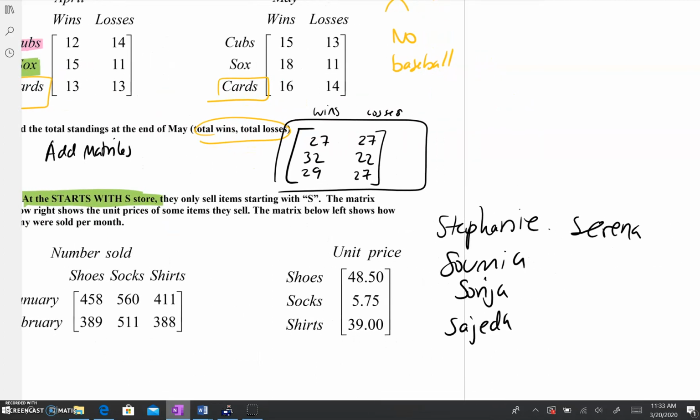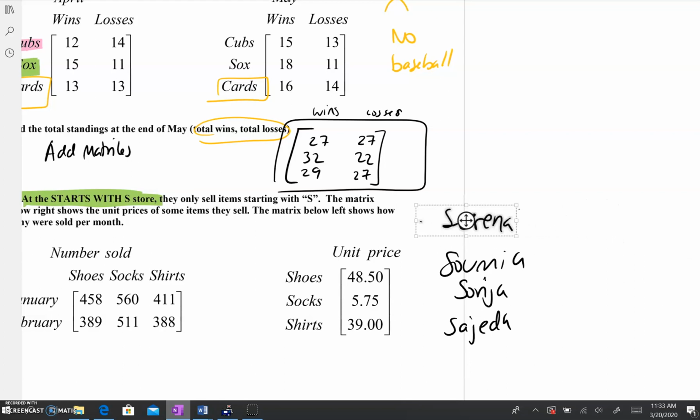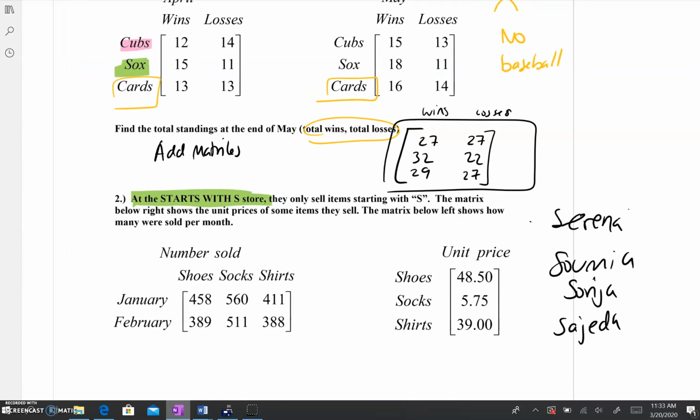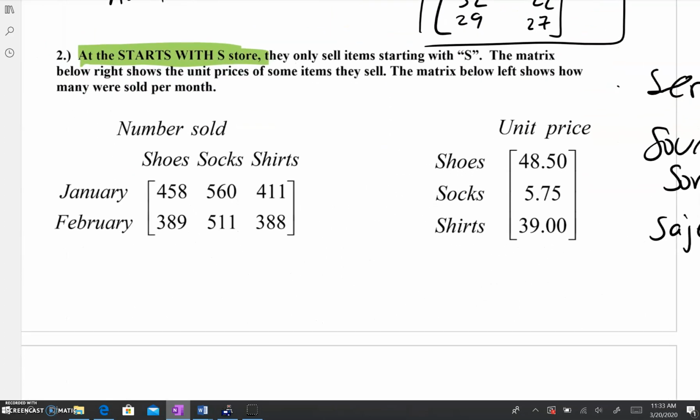Okay. Now here's what's really funny. Looking at my rosters, I double check just to make sure I don't miss anyone. We have Serena, Sumia, Sonia, and Sajda, who could be in charge of the store. Their names totally start with S. I didn't see anyone in my third period whose name starts with S. So, kind of weird. Second period seems to be in charge of the store. So they only sell things that start with S.